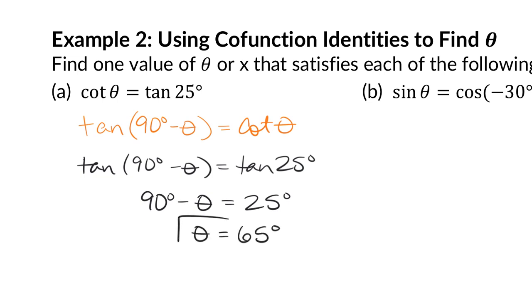Ta-da! That's it. So you identify which formula you're using. That's what I have in orange. And then you substitute the side that's basically boring, the side that has theta in it. Substitute those for each other, and you can solve for the angle theta.